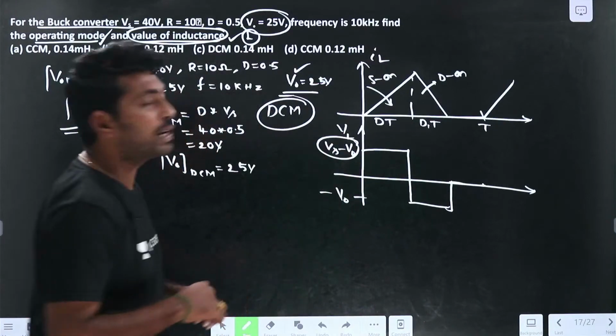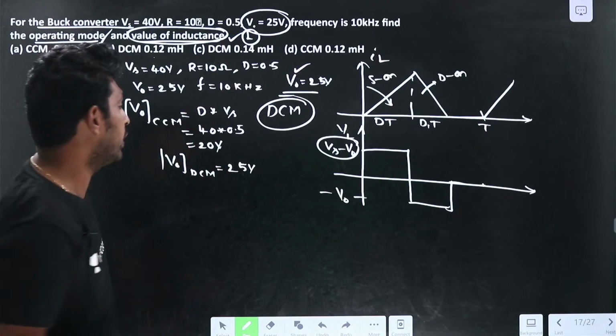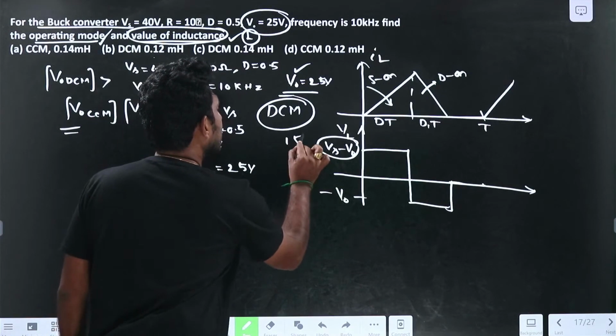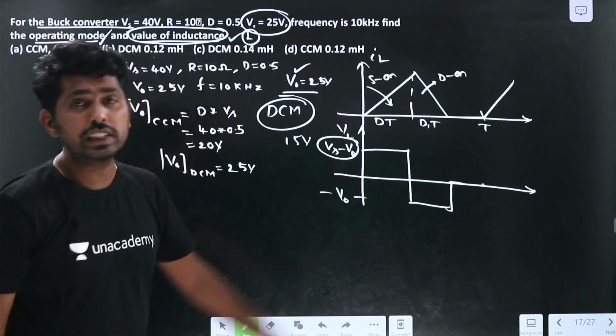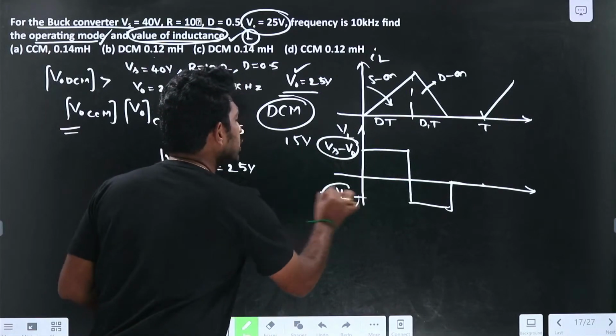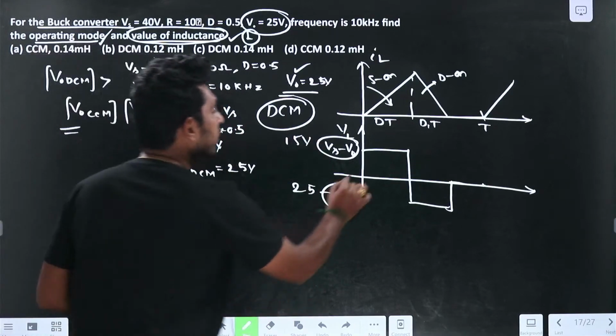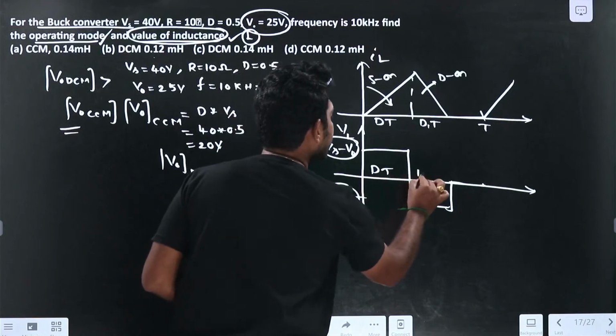So what is Vs minus V0? Vs is given as 40 and V0 is given as 25, so Vs minus V0 is 15 volts. This period will be dT and this period will be d1T.